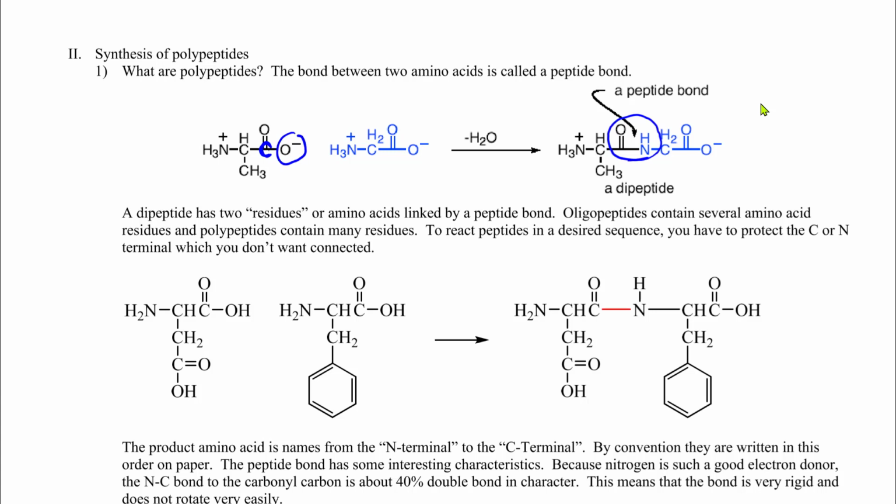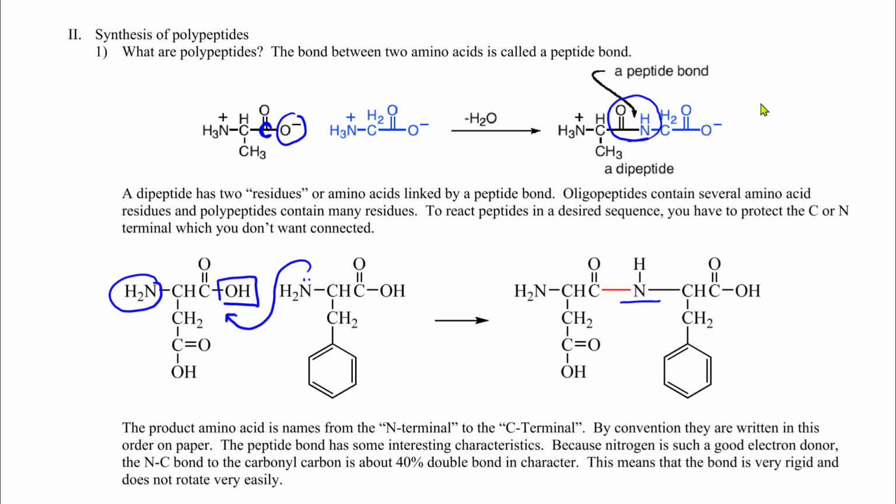So the strategy is this, okay? In order to make this bond, you have to actually protect this end, and then you have to activate this end and make it into a good leaving group. And then once you do that, you can add your second amino acid in. That amino acid comes in and adds, and then creates the peptide bond that we see here.